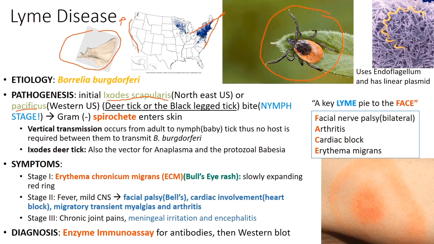This guy has a smooth little round black or brown kind of shield on his back, and he's light brown for the rest of his body. So it's round, it's smooth, it doesn't have any designs really on it. That is your deer tick or black-legged tick. The deer tick is a little bit browner on the legs, and the black-legged tick obviously has black legs.